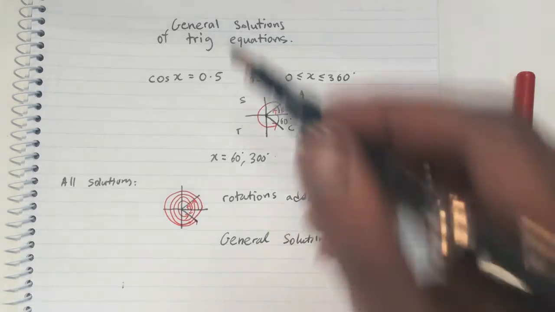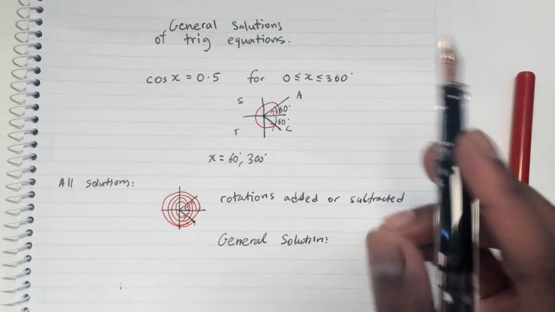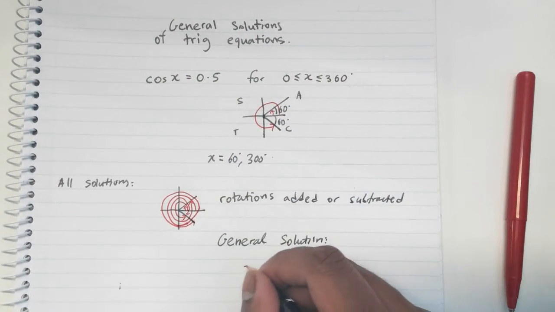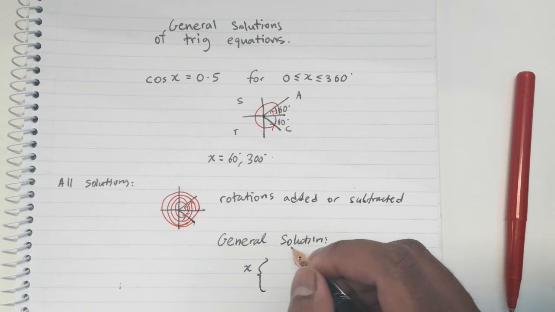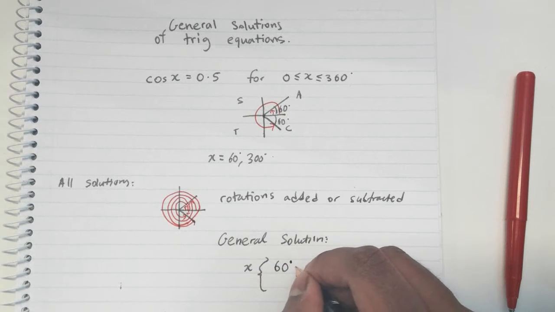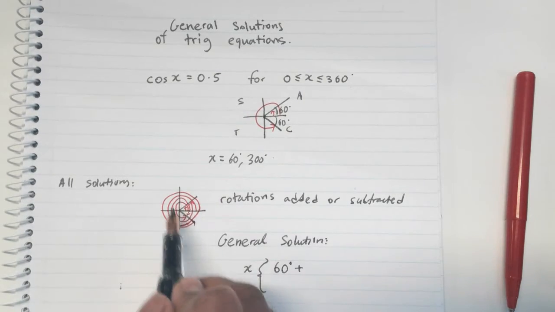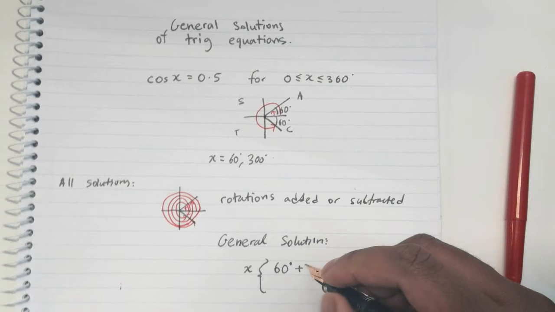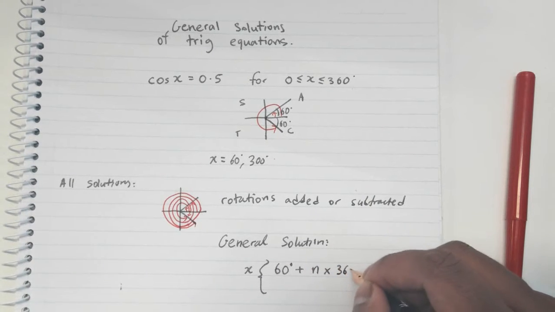Alright, so we have your normal boundaries, and now we're going to remove those. So for x, we know it's 60, and then plus, well, it's a multiple of 360. Right? We just keep going round and round and round this cycle, so let's call it n times 360.